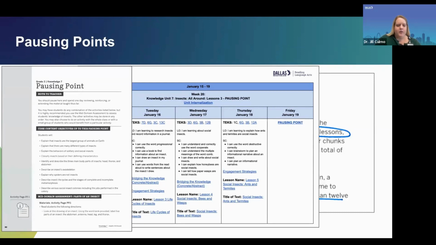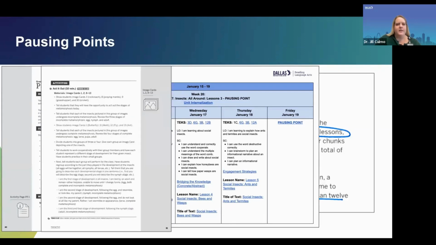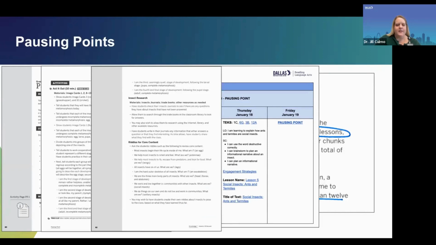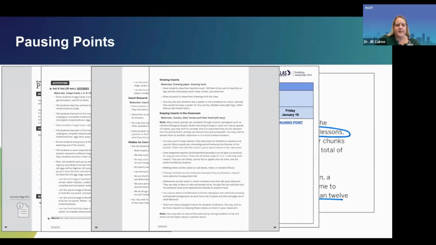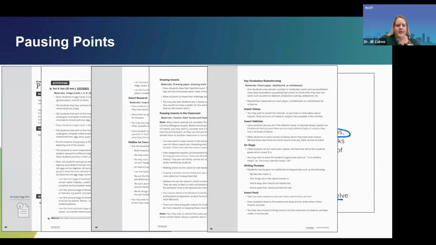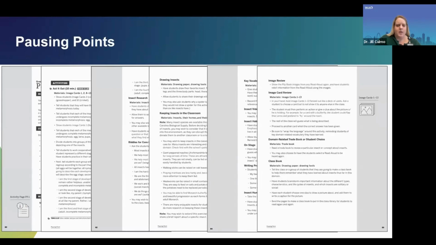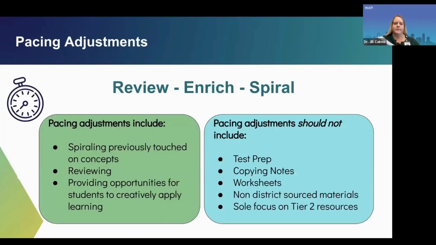You can see that for grade 2 knowledge 7, there are 6 pages of activities for pausing point days. The teacher has the discretion to choose from which activities their class would most benefit. The expectation is that pause point days are for Amplify lessons.